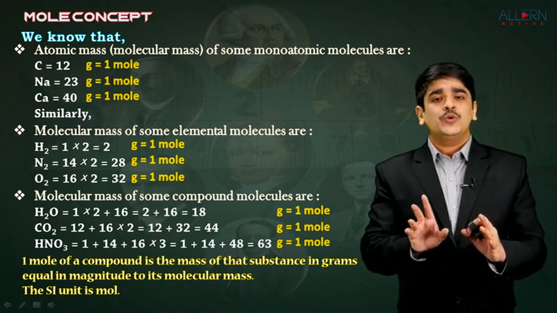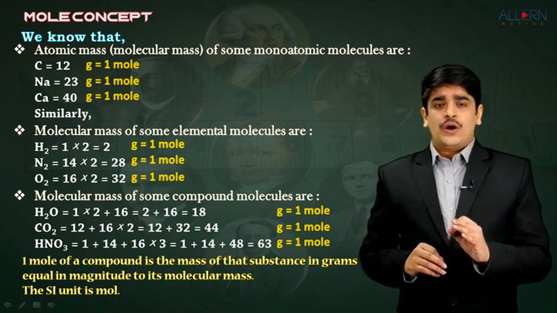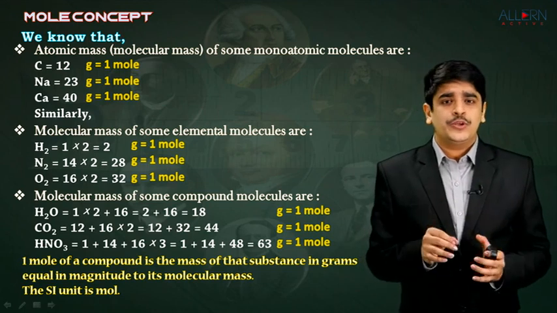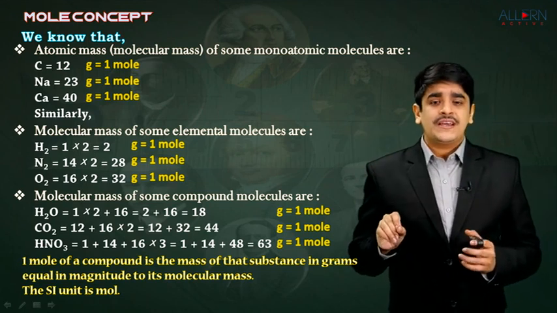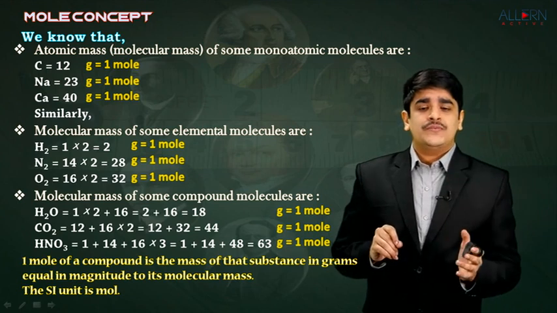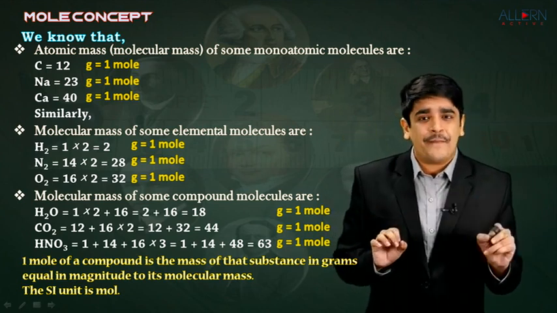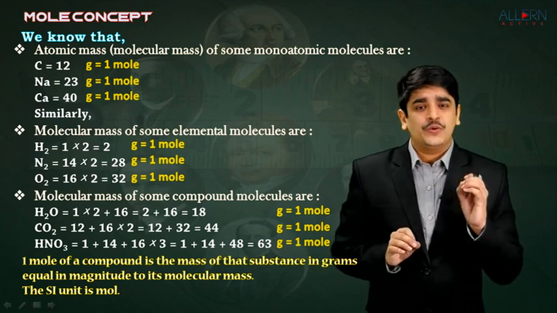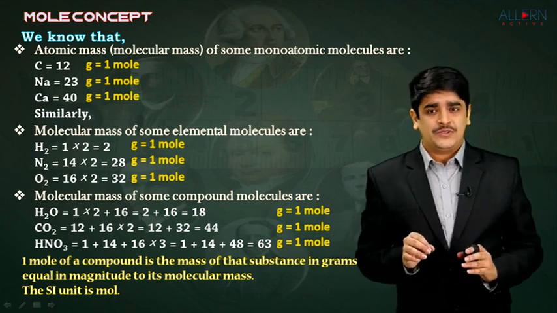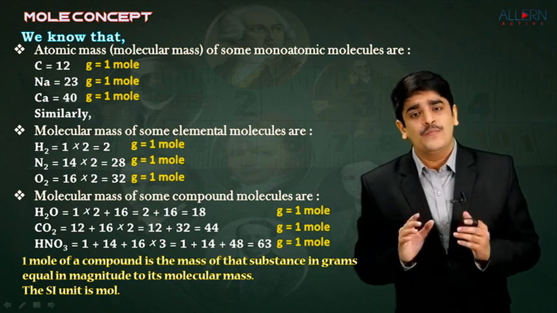Equal in magnitude to its molecular mass. So if you find out the 1 mole of any substance, what do you do? You take that particular substance, calculate its molecular mass, and when you calculate the number of the molecular mass, what is the unit? Gram. In that particular case, when you do that, you will be getting the mole of that particular substance. The SI unit is obviously mole.